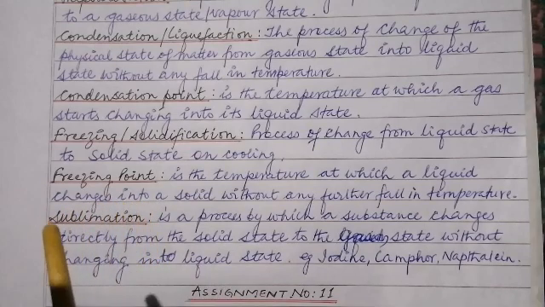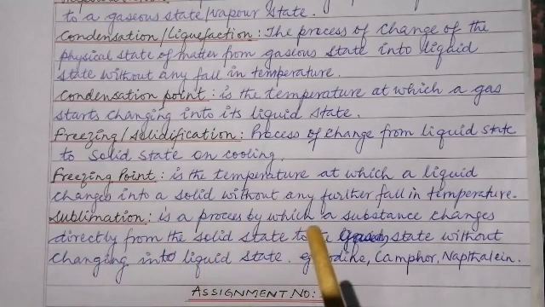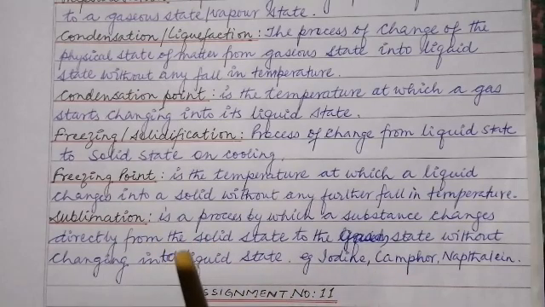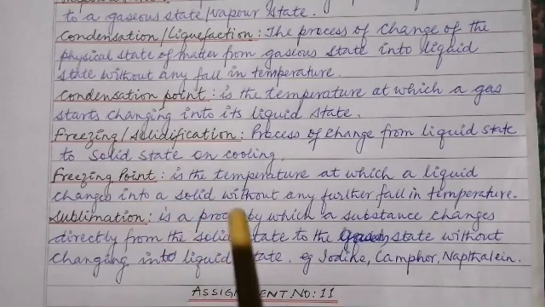Sublimation is a very important term, and I'm sure you might have come across this word. Sublimation is the process by which a substance changes directly from the solid state to the gaseous state without changing into liquid state. Subliming substances are iodine, camphor, naphthalene, ammonium chloride, etc. So what happens to subliming substances? They change directly from solid state to gaseous state without undergoing liquid state.